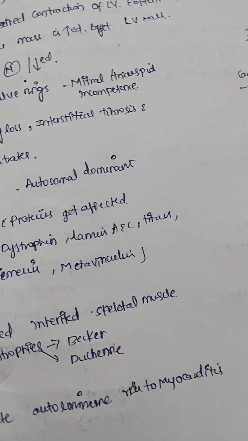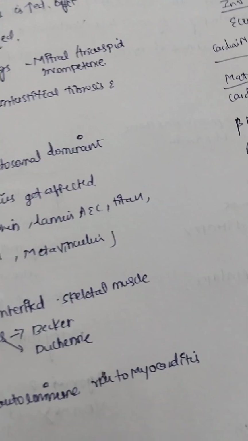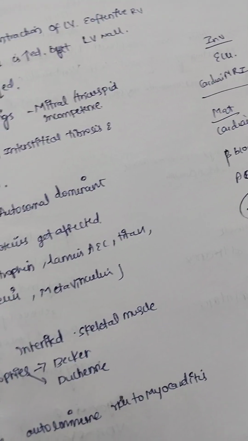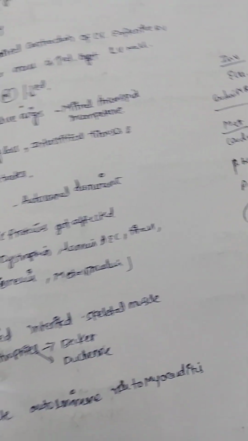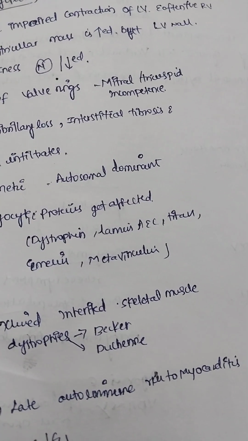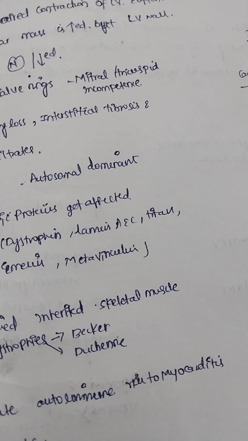So you are seeing ventricular mass, left ventricular hypertrophy, and sometimes there may be right ventricular hypertrophy. Then what will happen to the valves? Mitral valve and tricuspid valve incompetence may also be there. They may also get dilated, right?